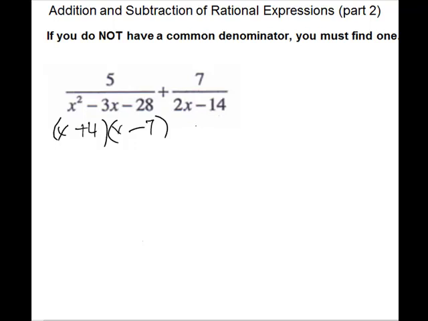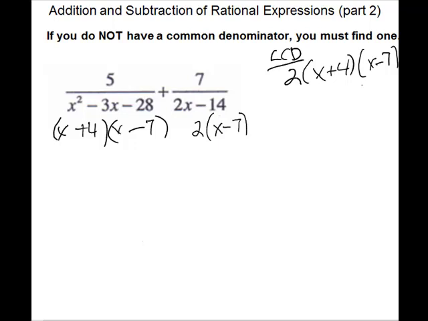For the second one, we can take out a GCF, we can take a 2, and that leaves x minus 7. So we will build our common denominator from these factors. First, for our monomials, we will need the 2. For x plus 4, we only have 1 copy. We will need that. And for the x minus 7s, we have 1 in this fraction and 1 in this fraction. You take it from the one with the most. So they're tied. So we just take 1 copy.